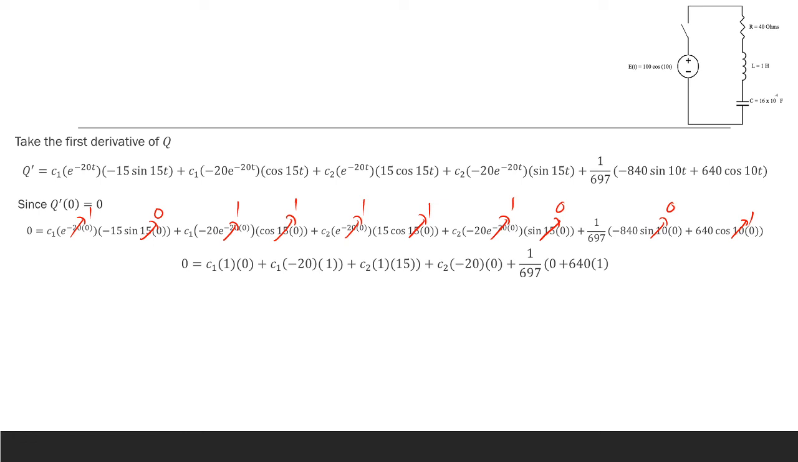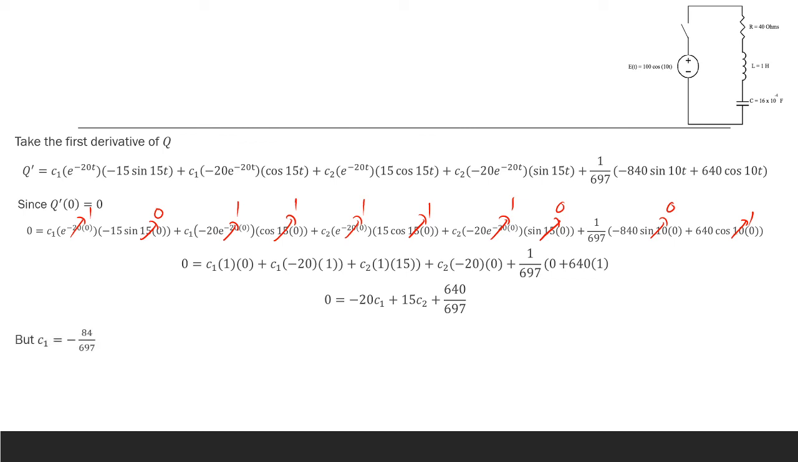So we will now have 0 is equal to C1 times 1 times 0 plus C1 times negative 20 times 1 plus C2 times 1 times 15 plus C2 times negative 20 times 0 plus 1 over 697 times 0 plus 640 times 1. So we will arrive at 0 is equal to negative 20 C1 plus 15 C2 plus 640 over 697.